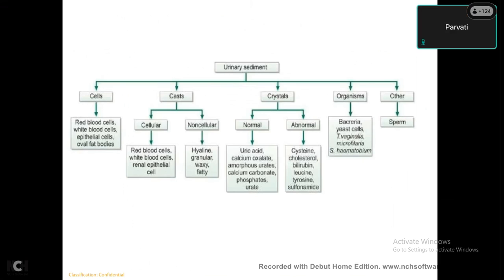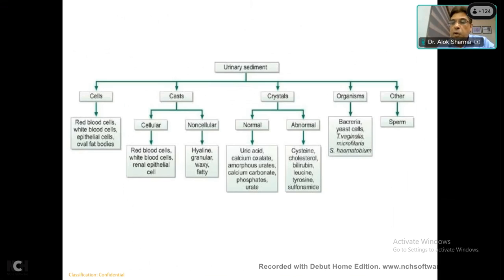You should be aware whether these crystals are normal constituents of urine, or are abnormal. Normally there are certain crystals which you can see in the urine. There are certain crystals which you will never see normally, and they have a very important clinical significance, like cystine, bilirubin, leucine, isoleucine.